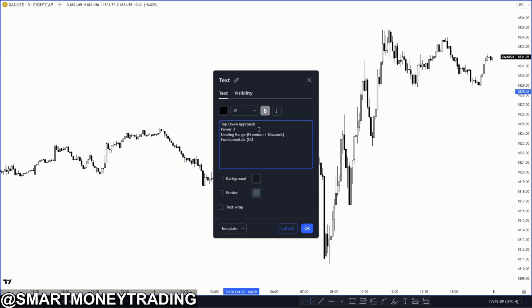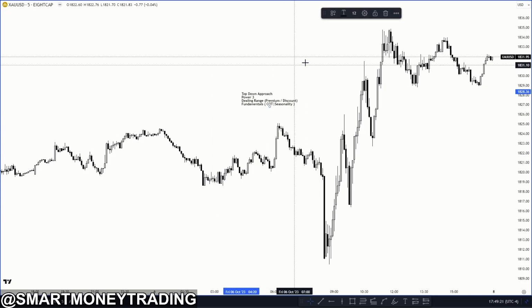Another thing is fundamentals. COT data can help you, or it can be seasonality. Seasonality is a big part. It can show you the roadmap as to what you can most likely expect, and that is pretty much it for this. So we're going to go do a top-down approach.